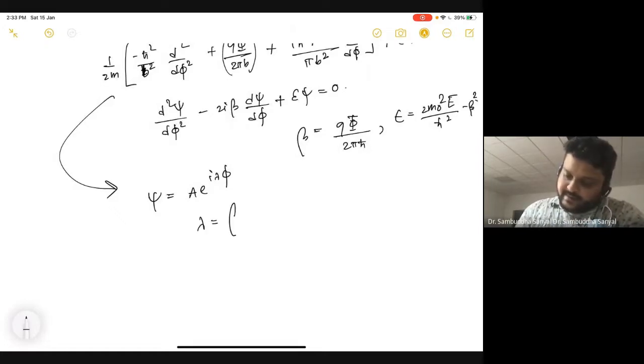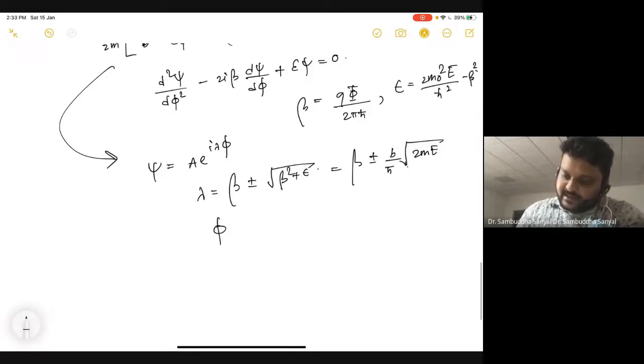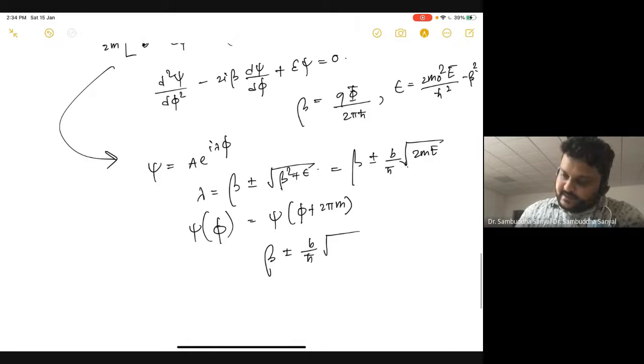I get lambda equals minus beta plus minus the square root of beta square plus epsilon, where epsilon is 2me v by h bar. And I impose the condition that, of course, psi at phi is the same as psi at phi plus 2 pi, because it's on a ring at the end of the day. So that will give me e to the power this and e to the power this, and this is how we get the quantization condition.